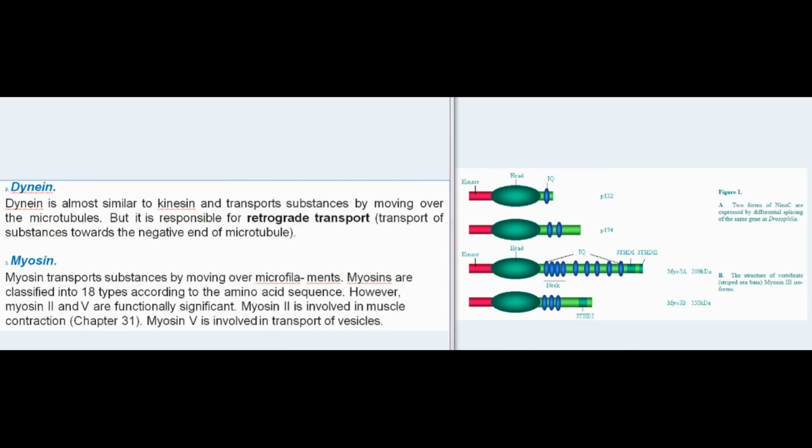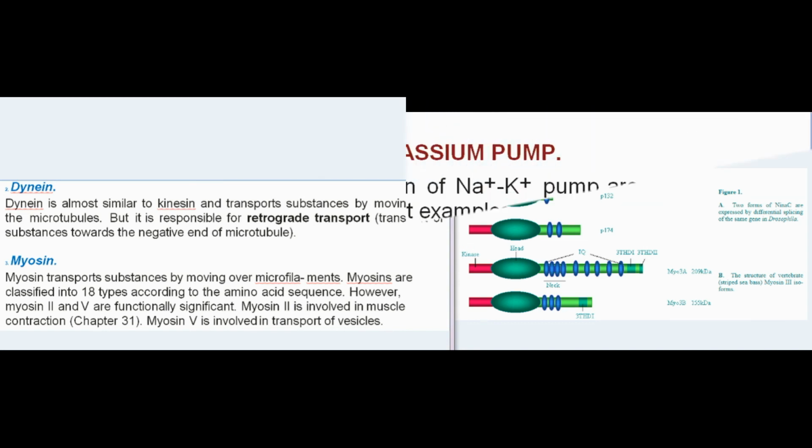Dynein. Dynein is almost similar to kinesin and transports substances by moving over the microtubules. But it is responsible for retrograde transport, transport of substances towards the negative end of the microtubule. Myosin. Myosin transports substances by moving over microfilaments. Myosins are classified into 18 types according to the amino acid sequence. However, myosin 2 and V are functionally significant. Myosin 2 is involved in muscle contraction, chapter 31. Myosin V is involved in transport of vesicles.